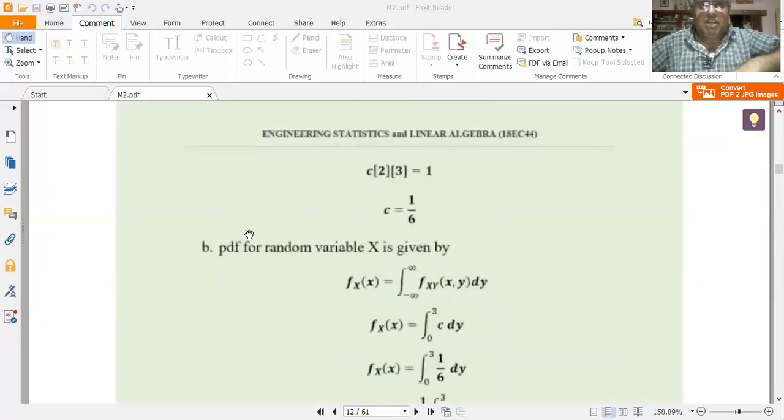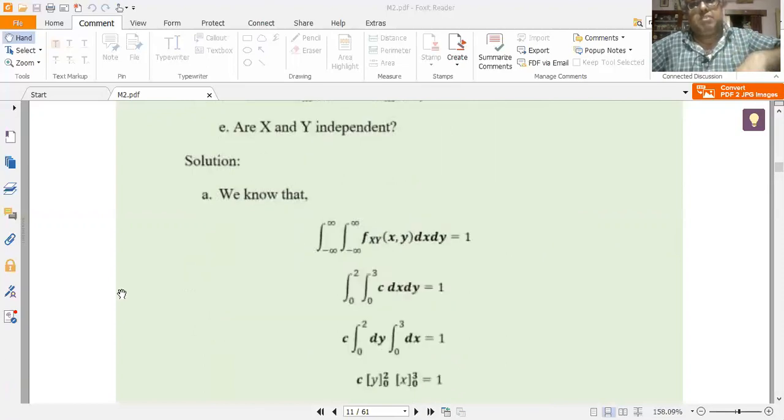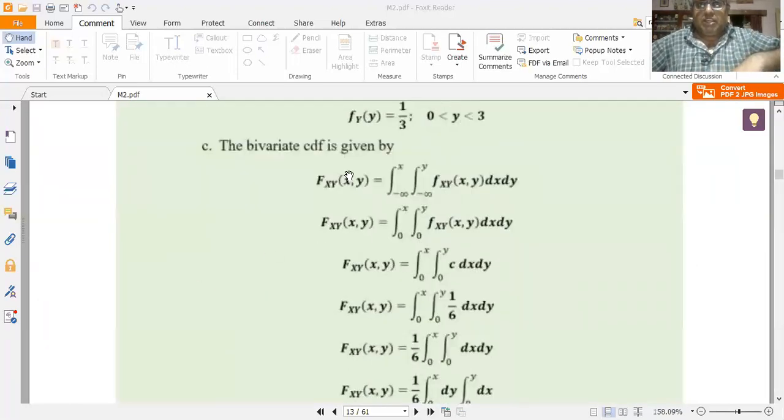Now I have to calculate the third part. I have to find the joint CDF, or the bivariate cumulative distribution function, for x lying between 0 and 2 and y lying between 0 and 3. So how to do it? Use the standard formula. If I integrate the PDF, I get the CDF. If I differentiate the CDF, I get the PDF. So I know the PDF here, so integrate.